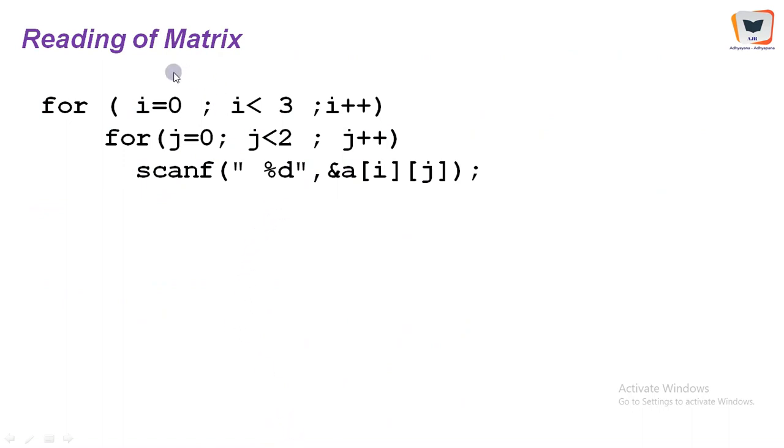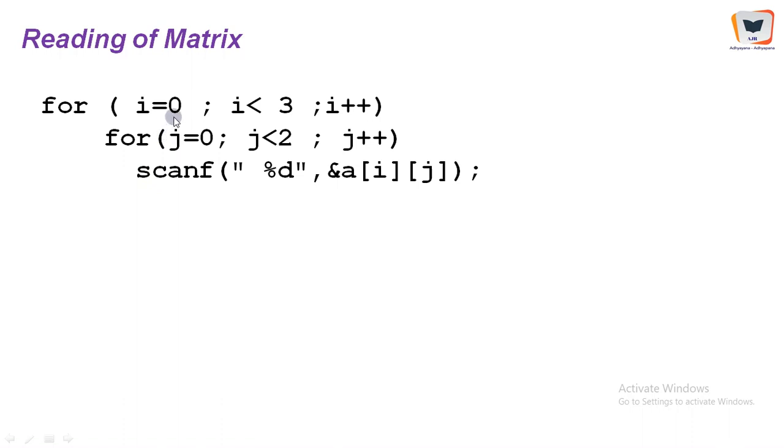We can read the elements of a matrix through the keyboard, something like this: i equal to 0, i less than 3, i plus plus. This will create 0, 1 and 2 because it is less than the row count. Therefore, this will create 3 rows, and this will create 2 columns. The outer for loop is to create rows, and the inner for loop will create the columns.